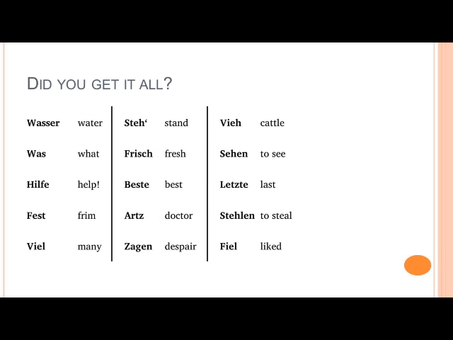Here's a list of words, and with all the rules we've gone over in this lecture and the previous, you should know fairly well how to pronounce these words.